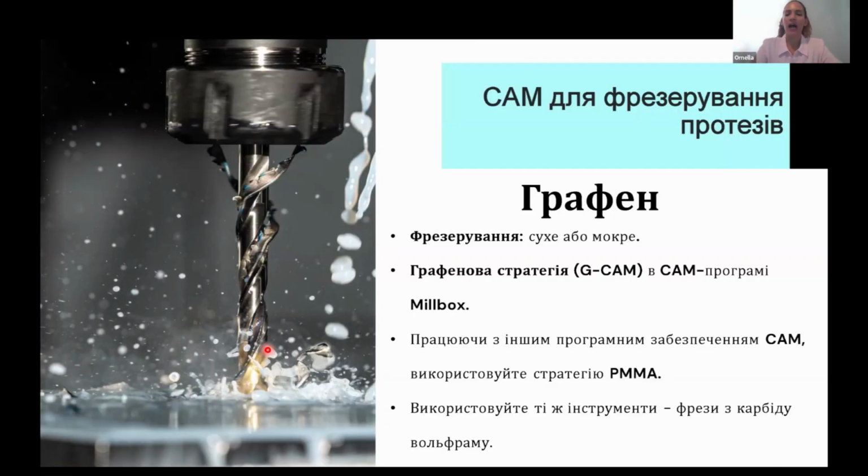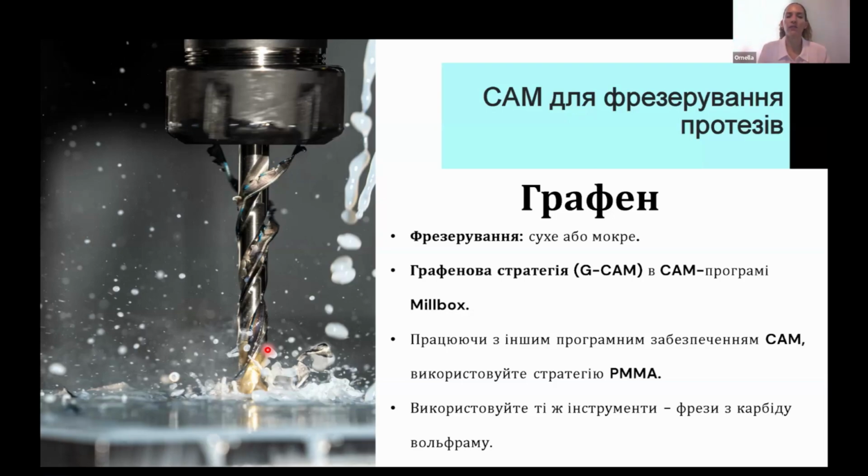For the milling, how am I going to mill the product in my lab? Finally, the G-CAM, we can mill in a wet or dry process. We can do it in both. So any milling machine that you are working with, you can do it in a dry or wet way. The strategy that we are going to choose depends on the software that we have, and also on the milling machine that we have.